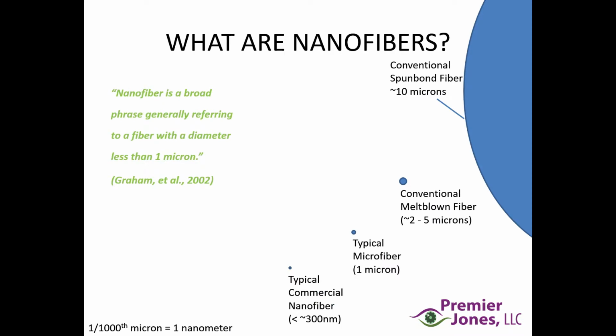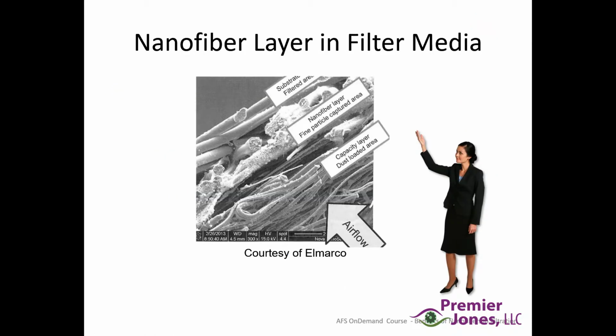The term nanofibers generally refers to fibers having a diameter of less than 1 micron. Typical fiber diameters are illustrated here. Nanofibers are paired with other fibers. These fine fibers are coated on top of a support layer during manufacturing. And, in use, nanofibers may make up the pre-filtration layer or the finishing layer or be sandwiched in the middle of a filter media as shown.